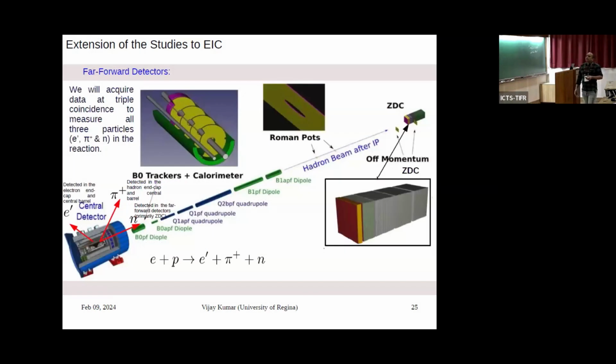So next, the extension of this study to the EIC project. Here we again have 3 particles: the scattered electron, pi plus, and neutron. In this case, we will measure all 3 particles simultaneously, and I have just pointed out where the electron, pi plus, and neutron go. The neutron we expect to measure in this ZDC, and the pions go in this direction, and the electron goes in this direction from this interaction point.